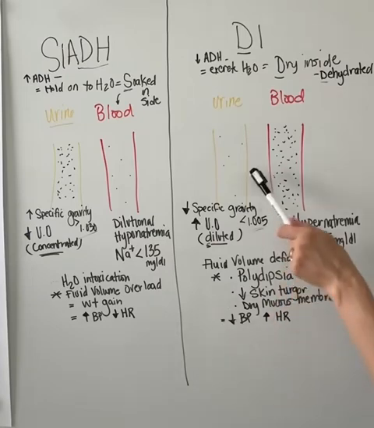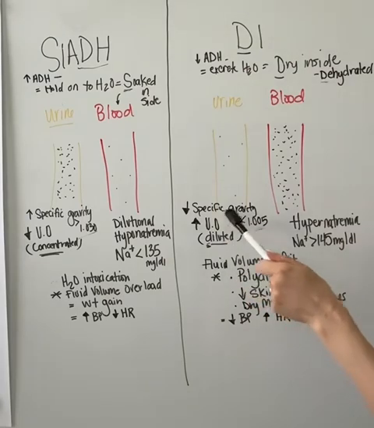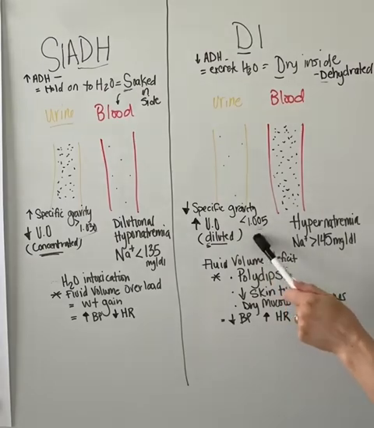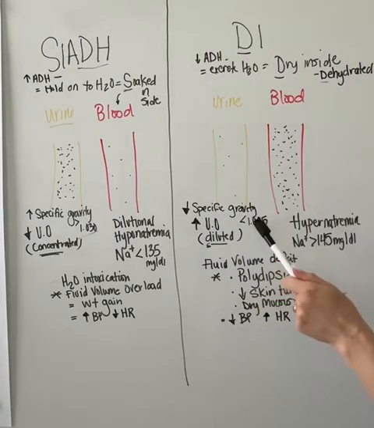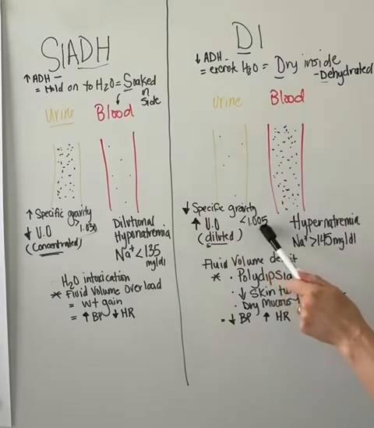Now, opposite with the specific gravity, D is for down, is that your specific gravity is going to be down. You're going to have a lower specific gravity. So D for down is going to be, your specific gravity is going to be less than 1.005.